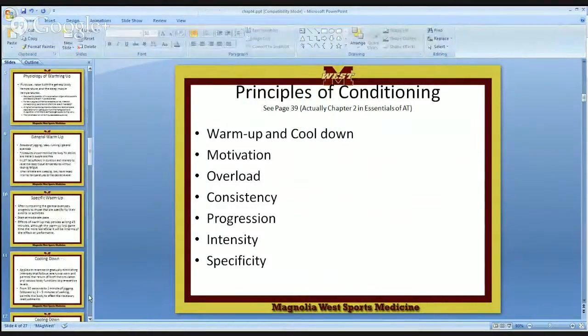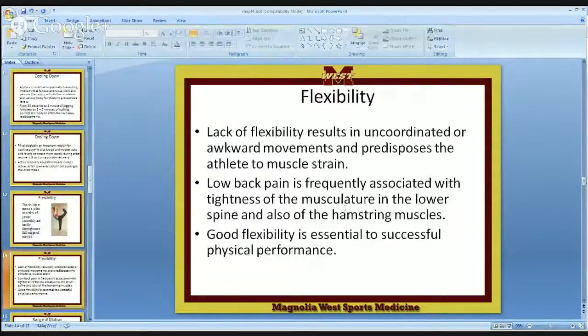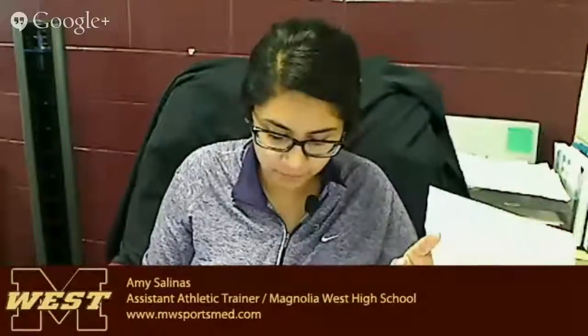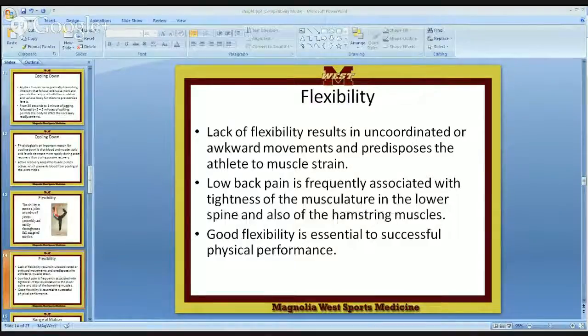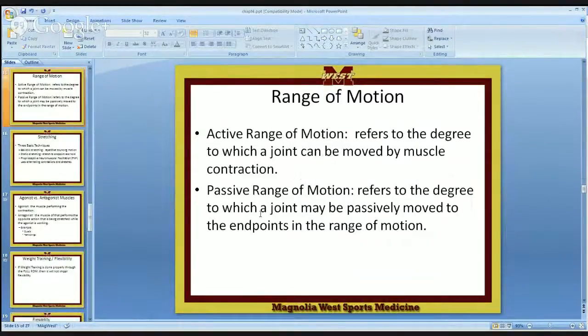Now go to slide 14. We're talking about flexibility, so know these 3 bullet points. Lack of flexibility results in uncoordinated or awkward movements and predisposes athletes to muscle strains. Also know that good flexibility is essential to successful physical performance, and low back pain is frequently associated with tightness of the musculature in the lower spine and also the hamstring. Cover all that.